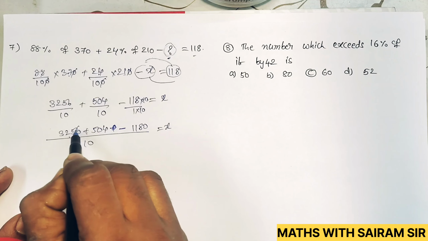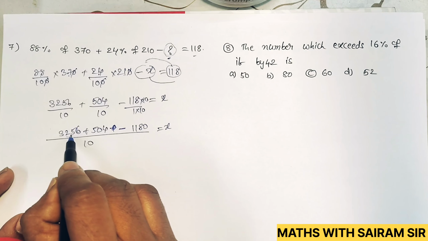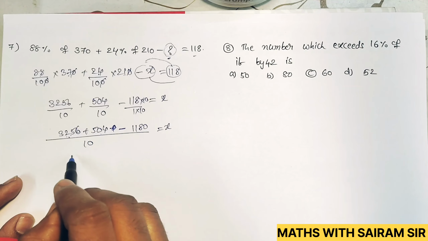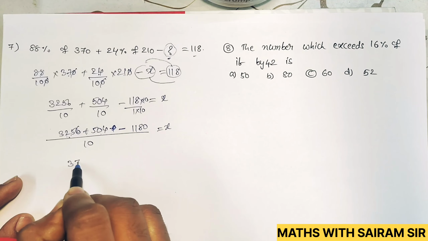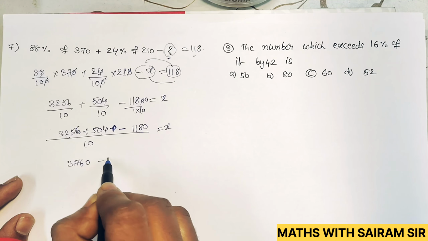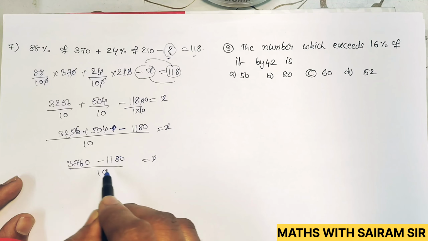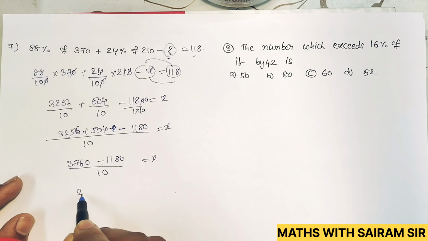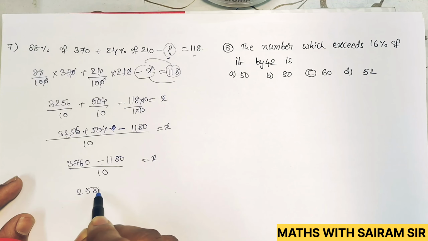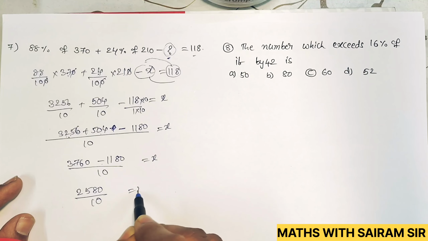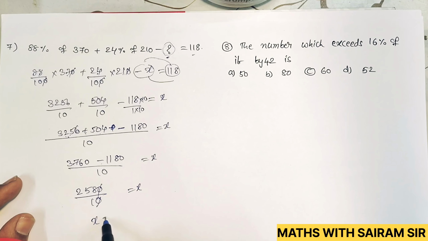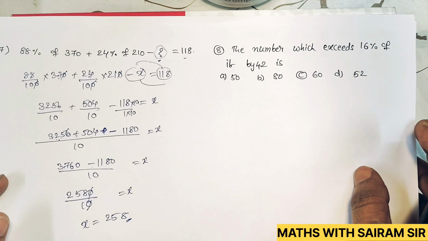So adding these two, here 3256 plus 504, if you add, we get it as 3760 minus 1180 by 10 gives you x. So on subtracting it, you get it as 2580 by 10 gives you x. So x is equal to 258 is the answer. Now let us observe the next question.